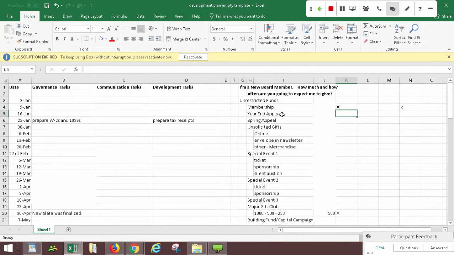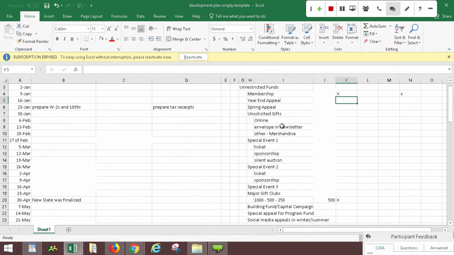The year-end appeal and the spring appeal are things pretty much done by the staff. We may have some people look at a mailing list and countersign some letters, but by and large, these aren't things that board members are asked to contribute to. Neither are online gifts or the envelope in the newsletter, but we did special events in the course of the year.